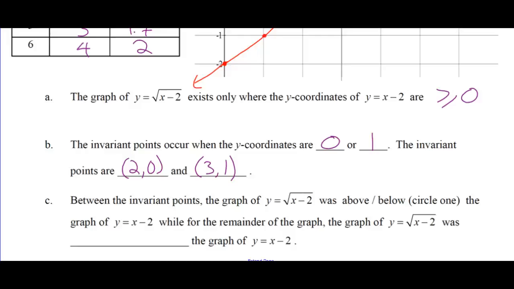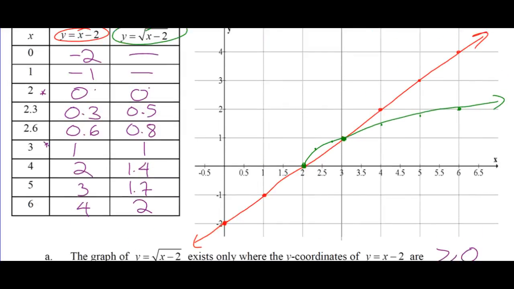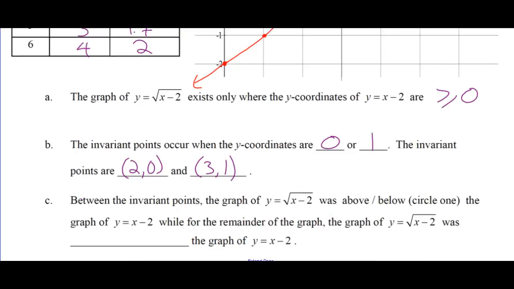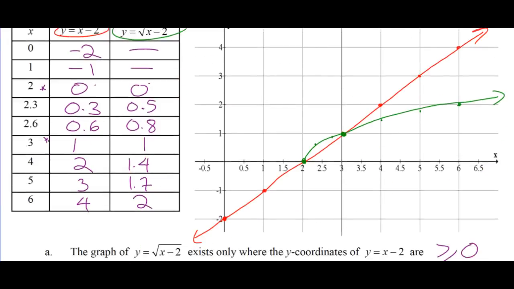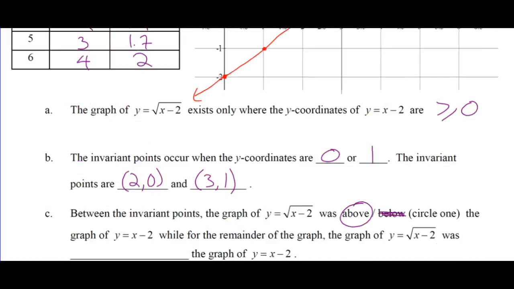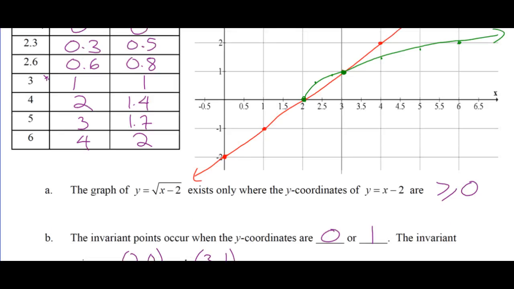Between the invariant points, the graph of y equals root x minus 2, so the green graph, is that above or below the red graph? Above. So the graph of y equals root x minus 2 was above. Circle above. Also the other. The graph of y equals x minus 2. Well, for the remainder of the graph, so for the rest of it, the green graph is now below. So one is a fill in the blank, one is a circle below the graph of y equals x minus 2. If you think about that, why is that?